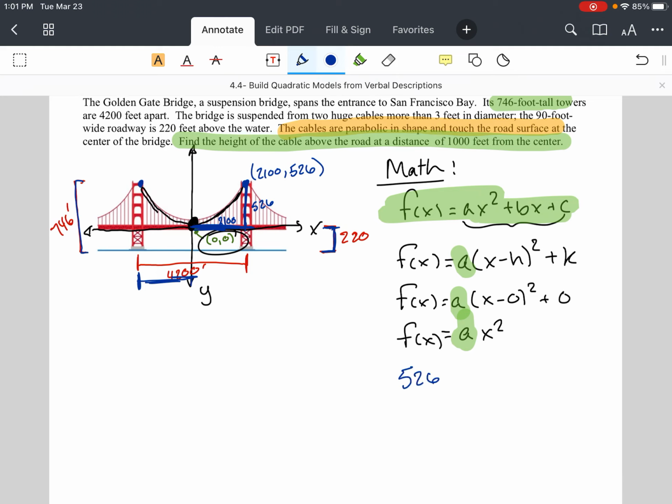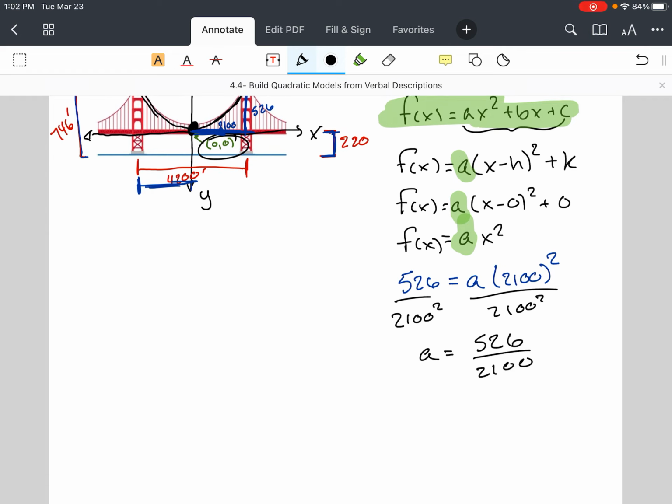Okay, so we can actually plug those values in. So we have 526, that's our y value, is equal to a times 2,100 squared. I'm not going to have you guys worry about actually squaring these unless you want the decimal, but in this case, I'm just going to simply divide by 2,100 squared from both sides, and we have our a. So a is equal to 526 divided by 2,100 squared.